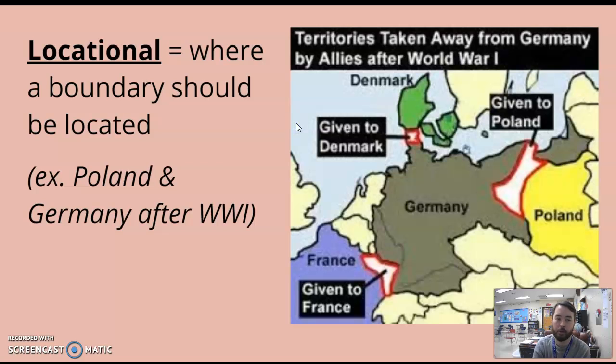Next up is locational. So exactly where should a boundary be located? An example of that would be after World War I, Poland and Germany were in a dispute about who should get land after World War I. So this chunk of land from Germany was given to Poland. France was given some land. Denmark was given some land, and they had to disagree, argue, fight over how big that chunk was after Germany lost in World War I.